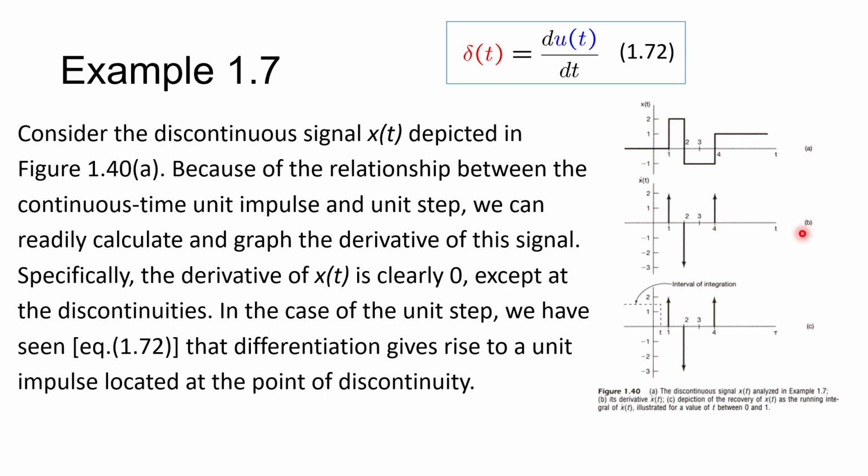So this is our answer. You have 3 delta functions here, corresponding to these 3 jumps, and the delta functions are multiplied by numbers that correspond to the magnitude of those jumps.